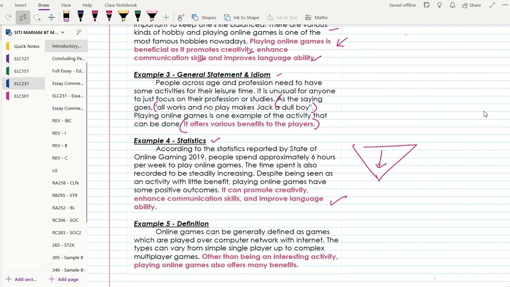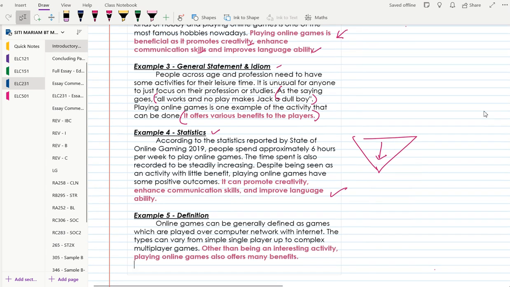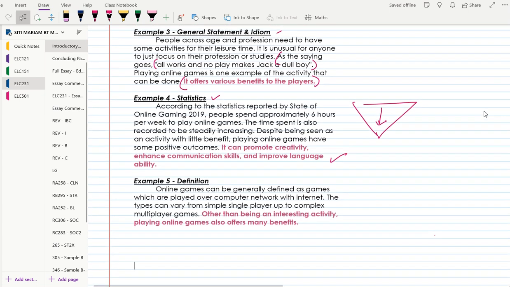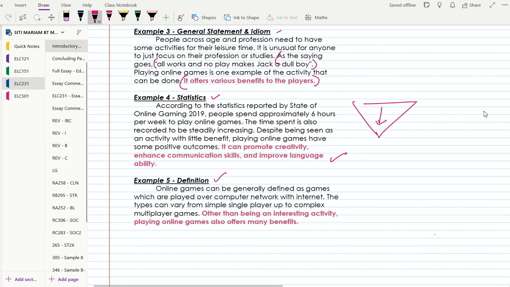Alright, so when it comes to statistics, I would say that it is one of the best ways to start off your essay. However, you have to make sure that you really know your statistics, because statistics are factual, okay? And do not write your own statistics, because if you got caught using a wrong statistic, then you are going to be in trouble.